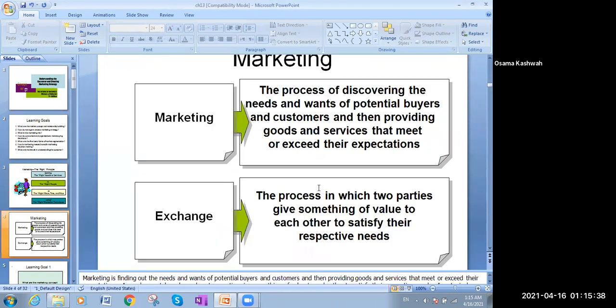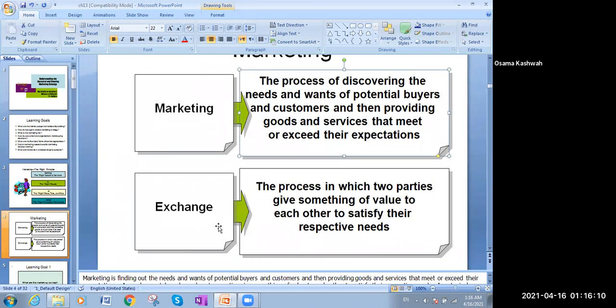What is marketing? Marketing is all the activities included in the shift or movement of goods and services from the seller to the buyer, or the process of discovering needs and wants. Because the first step in marketing is to know the needs and wants of your customer, and you try to satisfy your customer's needs through your product or your services, providing goods and services that meet or exceed their expectations.